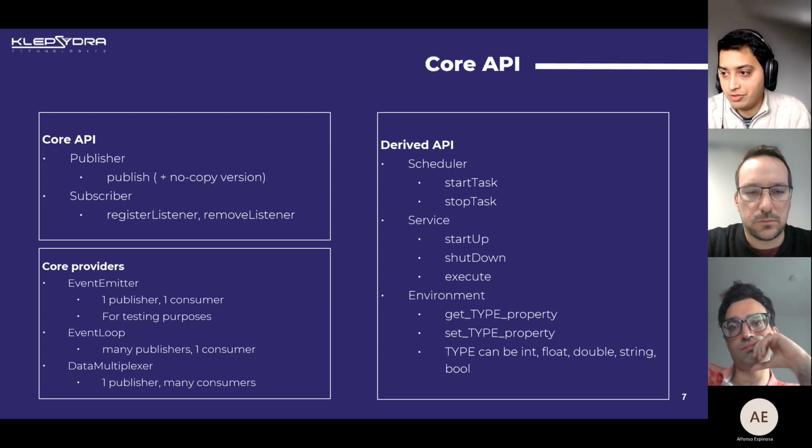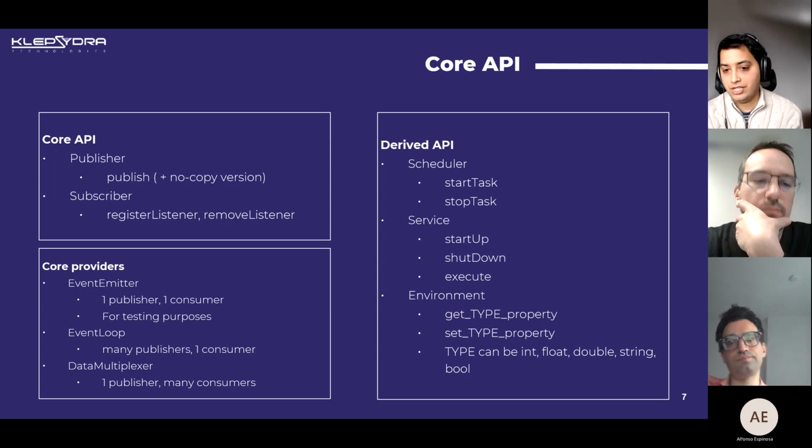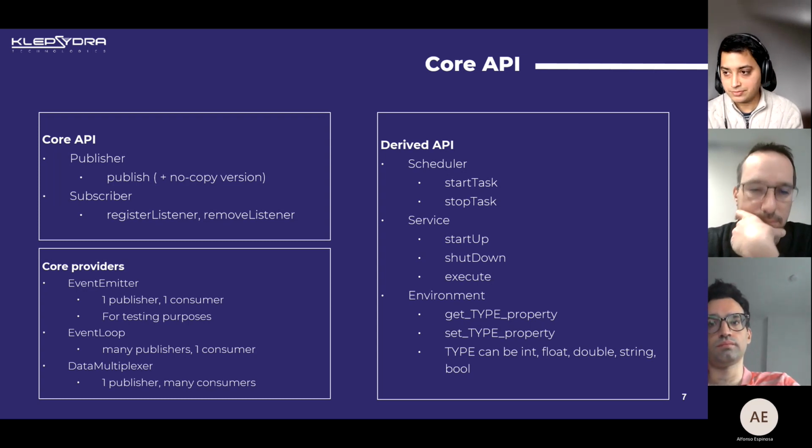Event loop, which is the high performance version, is used in the case where you have many publishers and one consumer. A typical example is you have multiple sensors and you want to take action on the data you're receiving from all these sensors. And a data multiplexer is the opposite case, which is one publisher and multiple consumers.